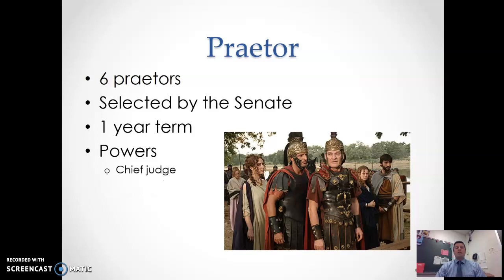Powers included the chief judges. As I mentioned earlier, they are the head generals. They are right underneath of the consuls, and they are the chief law officers, a position that is comparable to today's attorneys general.